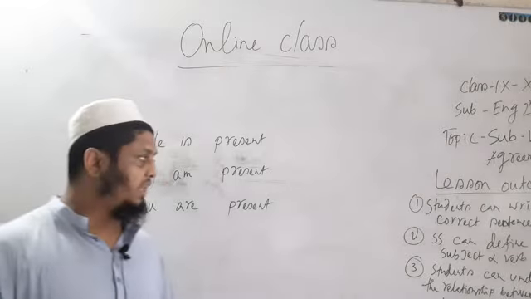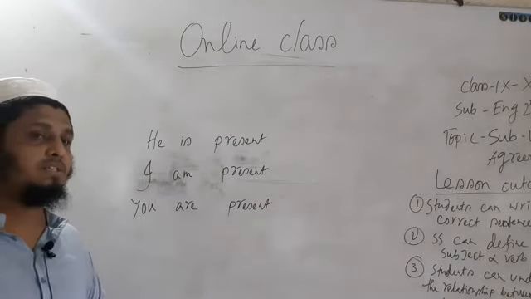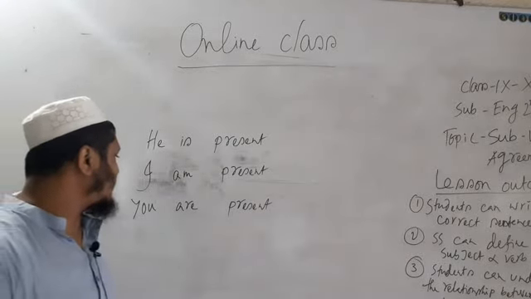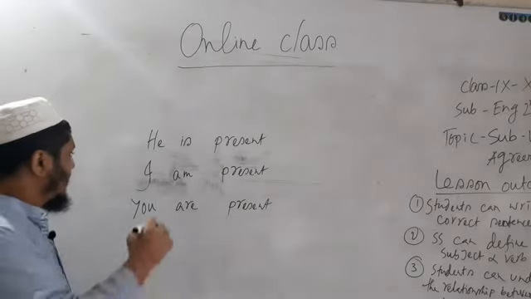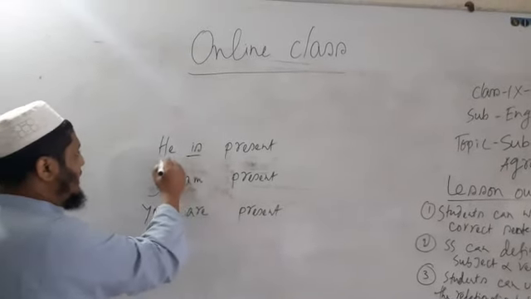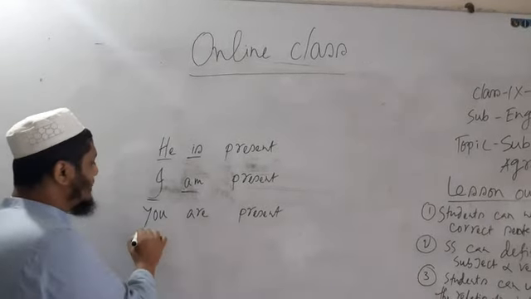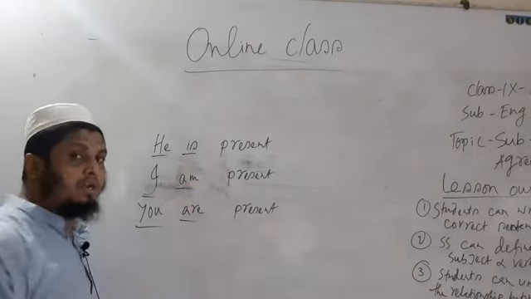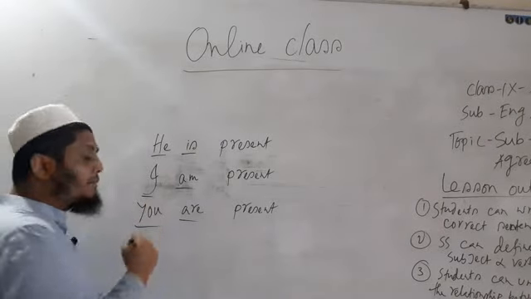Students, there are three sentences here. First one, he is present. Second one, I am present. And third one is, you are present. Look at the subject and the verb. Subject and verb, subject and verb. The verbs are not the same, they are different. And even the subjects are not the same.